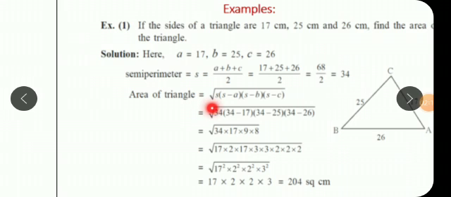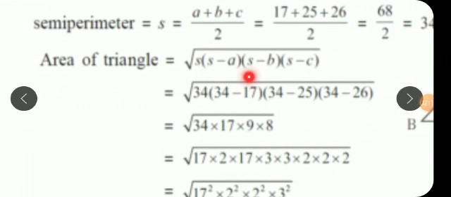So S is equal to 34. Now substituting the value for S in the formula, area of triangle is equal to under root S into S minus A into S minus B into S minus C. So it is equal to under root 34 into 34 minus 17, then 34 minus 25, then 34 minus 26. After subtracting, what you will get? Under root 34 into 17. 34 minus 17 is 17, 34 minus 25 is 9, and 34 minus 26 is 8. In this way we will find now factors. Factors of 34 are 17 into 2 into 17, factors of 9 are 3 into 3, and factors of 8 are 2 into 2 into 2.